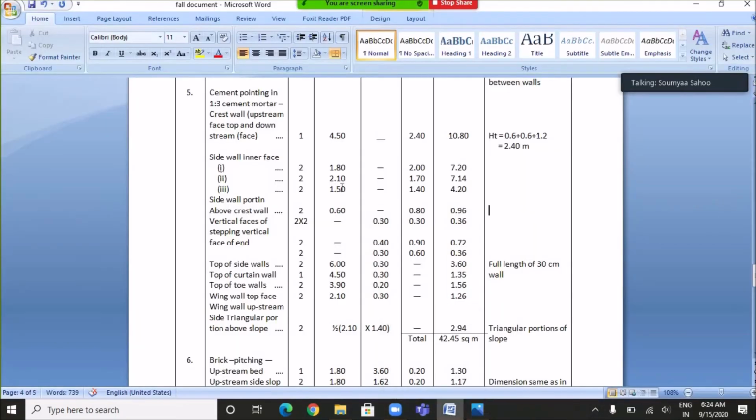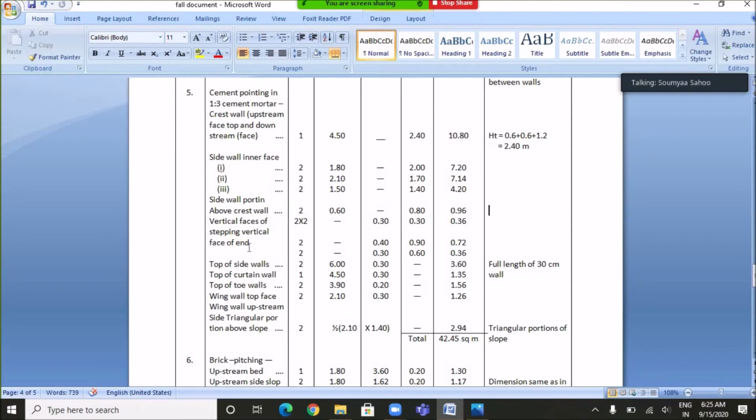So if we fill these values in the table, the number will be 2 into 2 because in the plan we are looking at only one side of the structure. So on the other side there will be 2 more faces of stapings. So the number will be 2 into 2. The breadth will be 0.3 meter and the height will be 0.3 meter and the quantity will be 0.36 square meter.